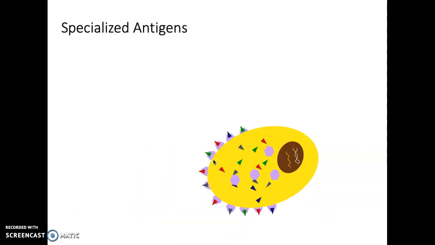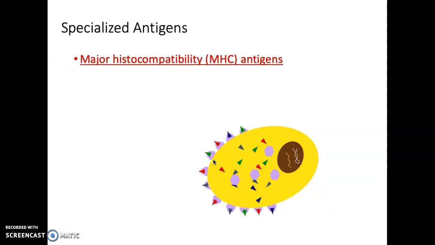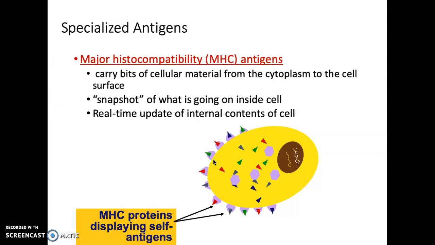That wanted poster is a specific type of antigen called the major histocompatibility antigen. And like I said, it's like a wanted poster. It's a real-time snapshot of what's going on inside the cell that's constantly being updated. So if we have our invading pathogen here, little fragments are shown on the outside of the host cell. And that tips off the helper T cell.